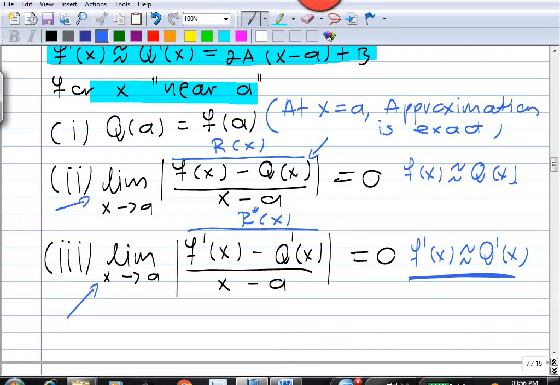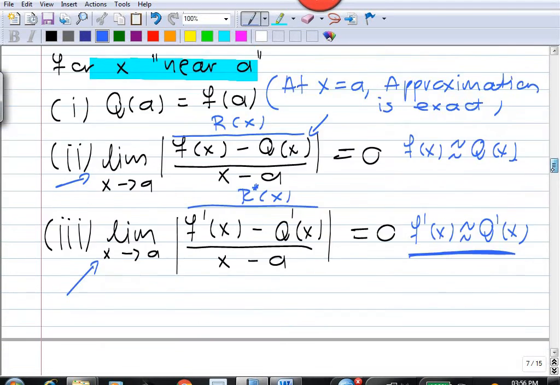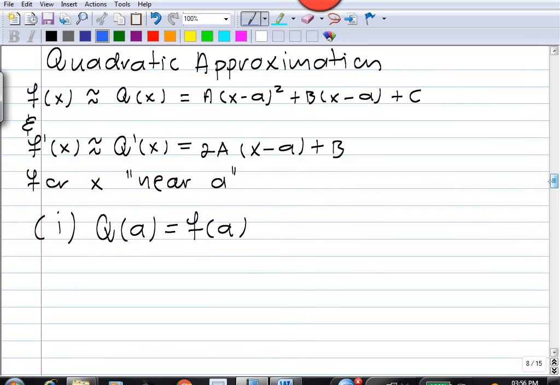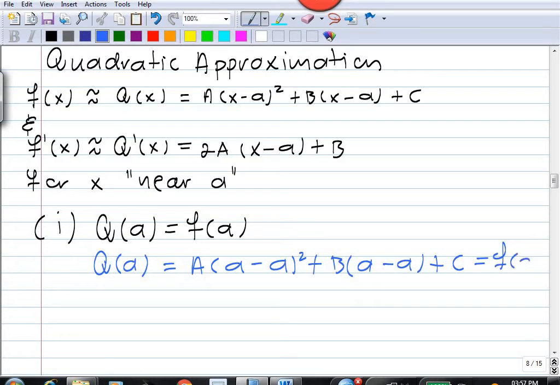Now let's see, what does this q have to look like? Well, we want q of a to be f of a. Now, q of a is a times (a minus a) squared plus b times (a minus a) plus c. And this is supposed to be f of a. Now, that's 0, that's 0. So all that's left to see is that q of a equals f of a gives us c equals f of a.